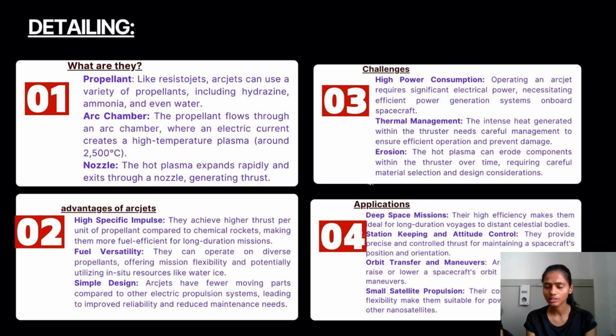The applications: the deep space missions, where the high efficiency makes them ideal for long duration voyages and distant celestial bodies. Second application is station keeping and attitude control. Third application is orbit transfer and maneuvering. Fourth is small satellite propulsion.